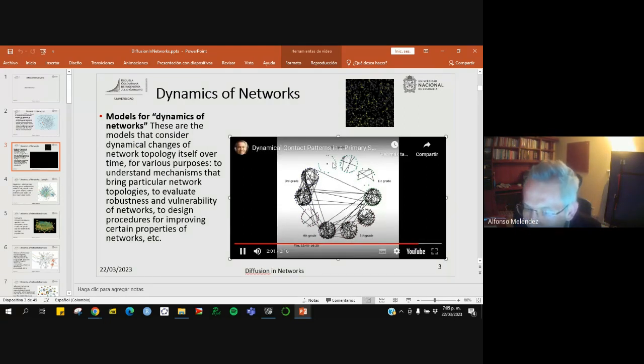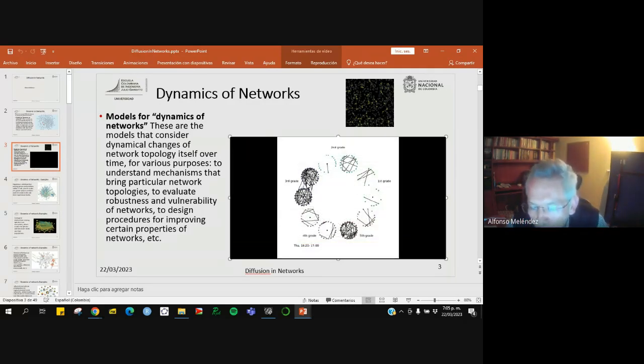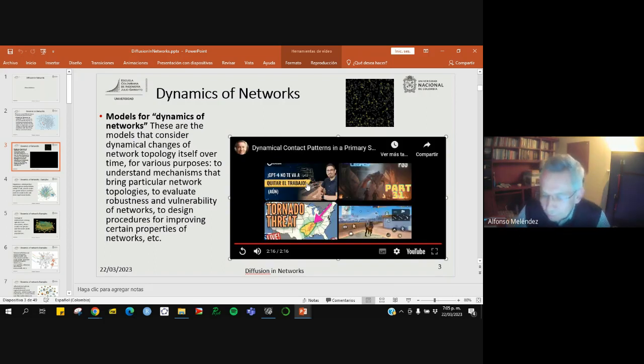This is new. The network scientists are beginning to build methodologies to study these networks. It's a very new theme. It's a very important theme, okay?